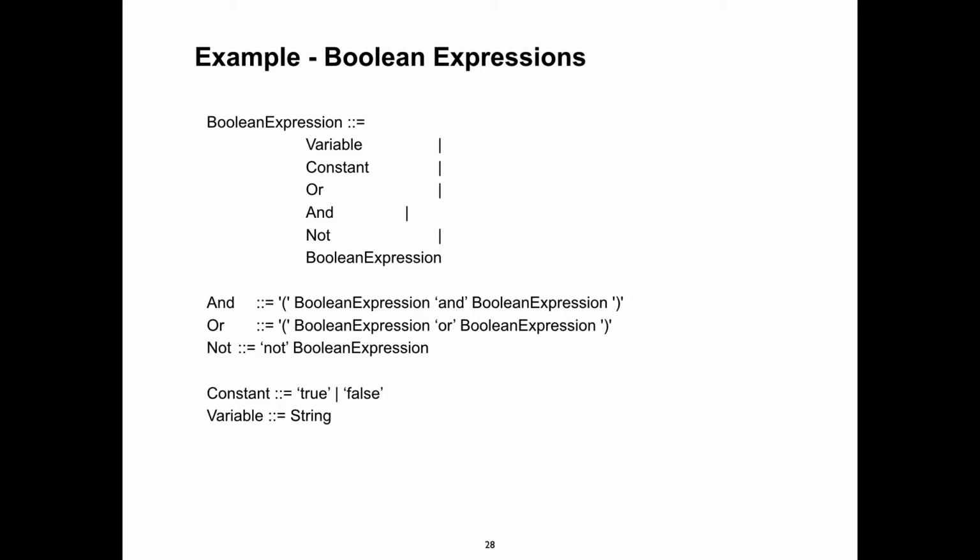So a simple example is Boolean expressions, ands and ors. I have this Boolean expression, with parentheses, ands and ors and nots. And so here's my grammar. A Boolean expression contains a variable, a constant, an or, an and, a not, or another Boolean expression. An and is parenthesis, Boolean expression, and Boolean expression. An or is parenthesis, Boolean expression, or Boolean expression. And not is just not, and then Boolean expression. Constants are either just true or false. And a variable is some sort of string.